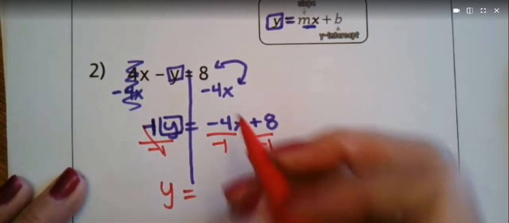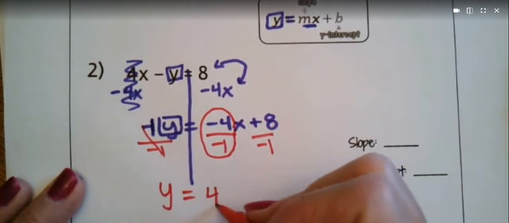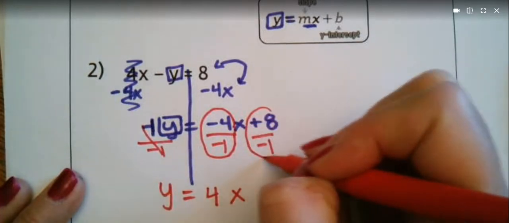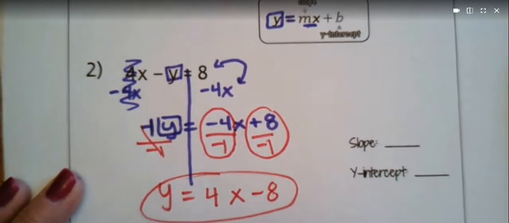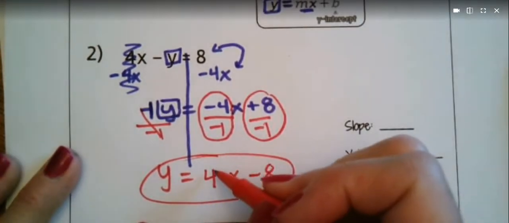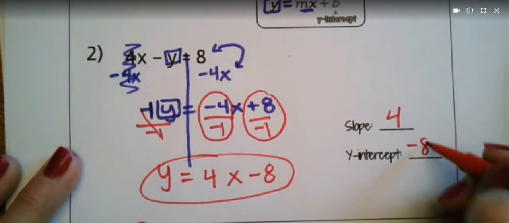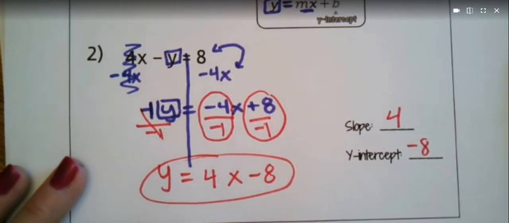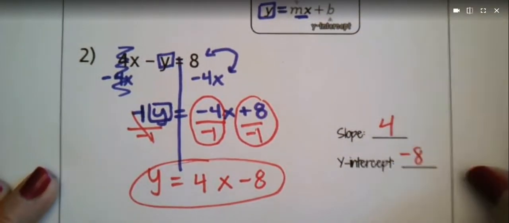So I get y equals, now my slope is really going to pop out at me. -4 divided by -1 is just 4, then the x. And here the intercept, when I divide here, I would get -8. And then this would be my equation. And again, the slope is this number right here, 4, and the y-intercept is -8. So it's going to cross the y-axis way down at -8 when I graph it.